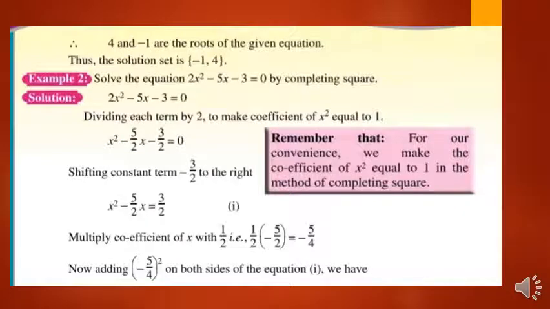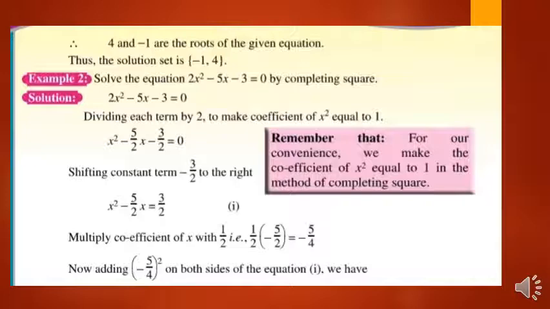Example number 2, solve the equation 2x square minus 5x minus 3 is equal to 0 by completing a square. Dear students, in the last example, example 1, the coefficient of x square was just 1. Whenever you have a quadratic equation and the coefficient of x square, the leading coefficient, is other than 1, we divide by that coefficient to make the coefficient of x square equal to 1. Here the coefficient of x square is 2, so we divide the whole equation by 2. 2x square divided by 2, the 2 is cancelled and it becomes x square, minus 5 by 2 x minus 3 by 2.